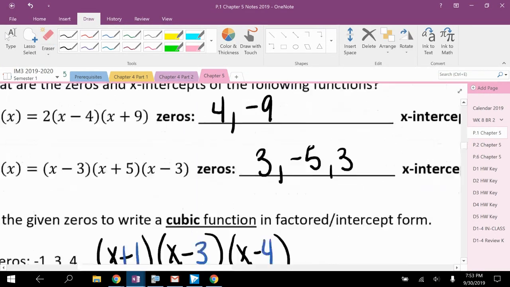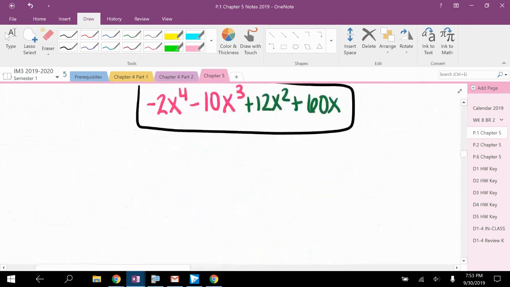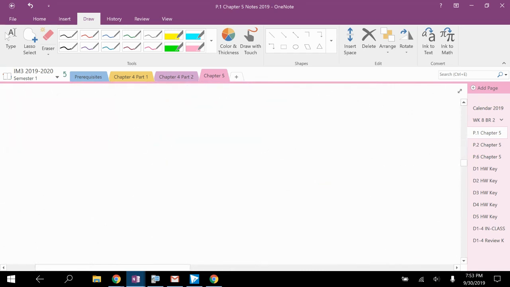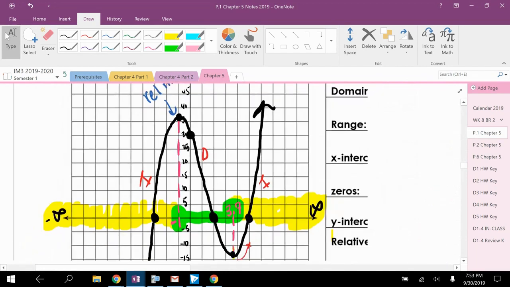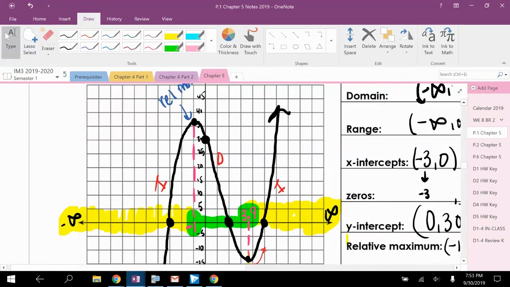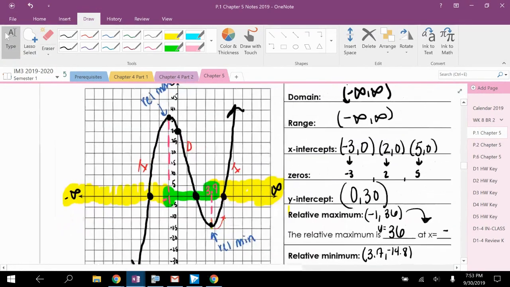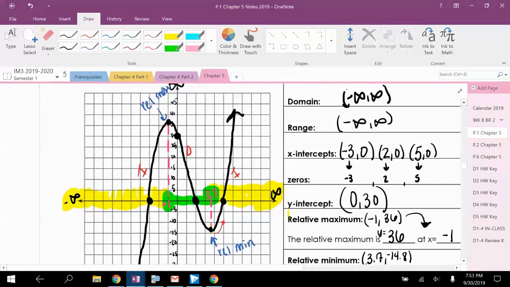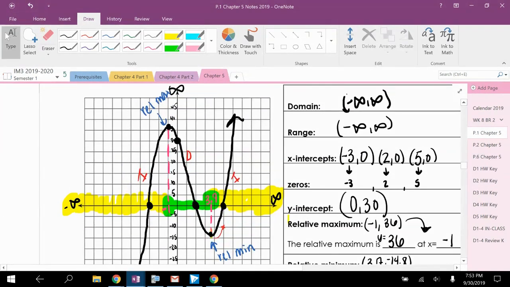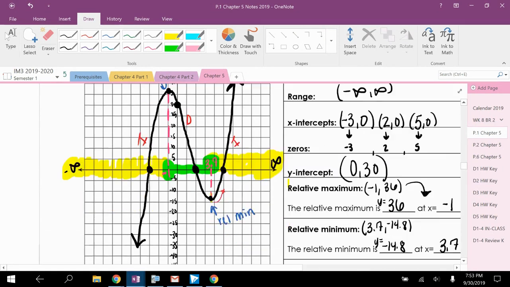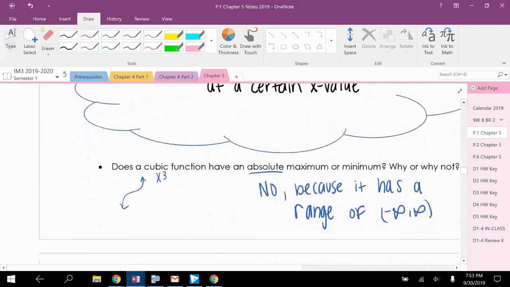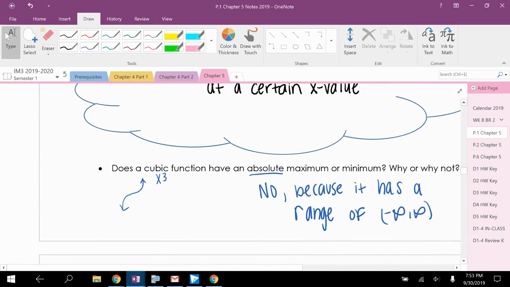Again, a relative max and min means it looks like a max, it looks like a min, but it's not necessarily the highest or the lowest point you see on the actual graph itself. So it is a high point, it is a low point, but it's not the highest. It's not the absolute max. It's not the absolute min. So again, it would not, because it has a range of all real numbers. It's not going to happen.